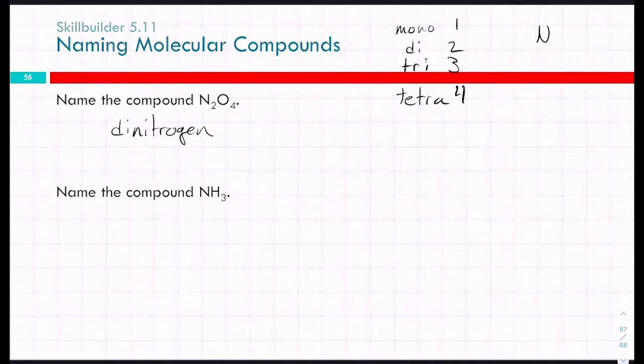And what would the prefix for oxygen be? Tetra. And this is one of those cases where you drop a vowel. It's tetroxide. And then again, remember to change that ending of the second element to IDE.